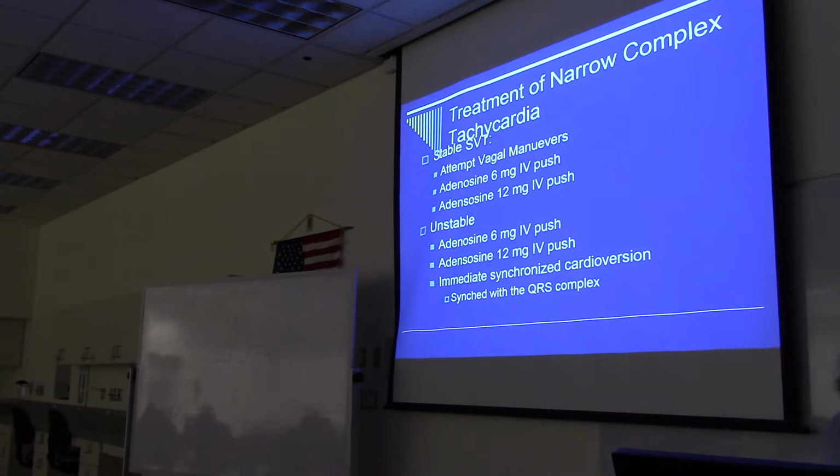All right, so if they're unstable, unstable means really low blood pressure, poor perfusion to the periphery, altered mental status. So you have enough time to give adenosine and see if that'll work, because that just takes a few minutes. If that doesn't work, then they need to be cardioverted.